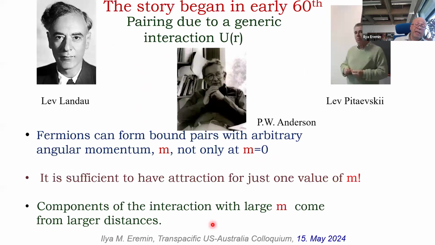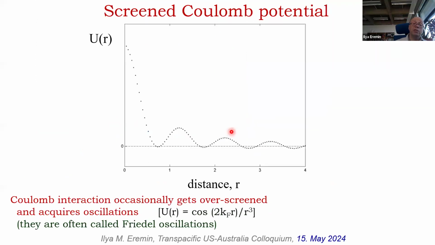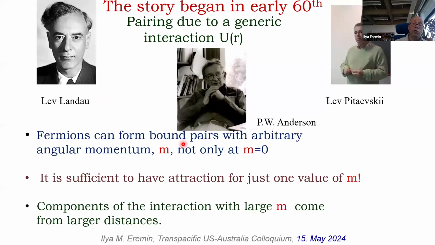Now, back in the 60s, when people were discussing potential possibilities of having unconventional superconductivity, they were speculating, and that particularly goes back to Anderson, Pitaevskii, and Landau, that in principle, if you make an analogy with a hydrogen atom, you can form a two-electron bound state in a state which does not necessarily have m equal to 0, but has other values of m, and then you can make use of this structure of the Coulomb potential in order to make it attractive just for one value of m.